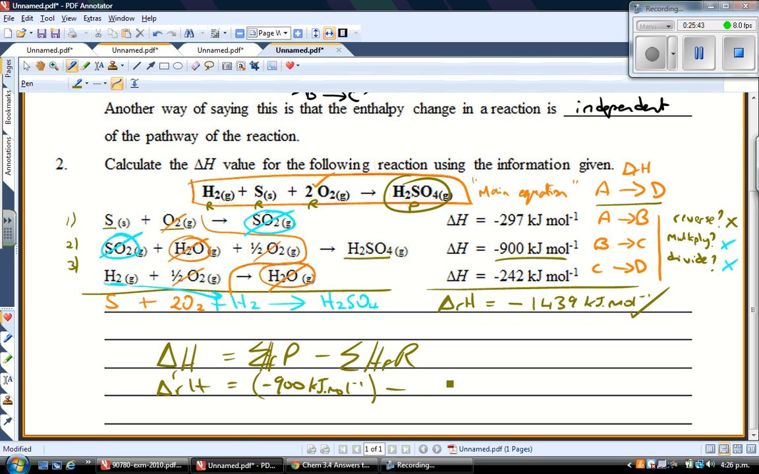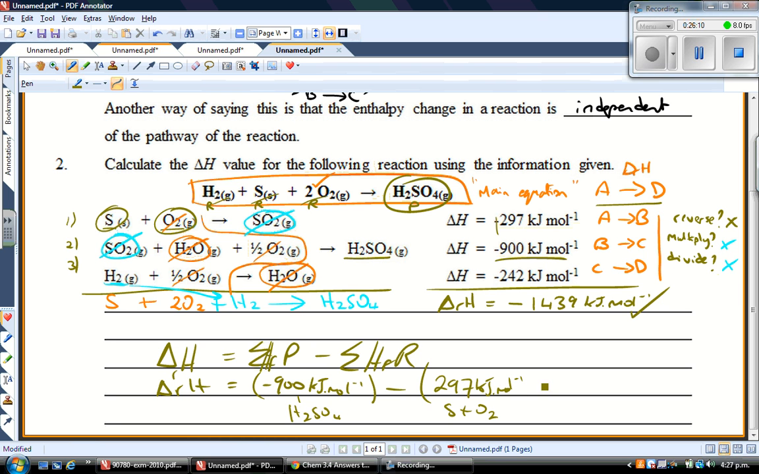and from that we're subtracting the enthalpy for the formation of the reactants, and the reactants were hydrogen, sulfur and oxygen. So the enthalpy for the formation of oxygen and sulfur can be taken by reversing the sign of this equation here. So 297 kilojoules per mole. That covers the energy for the formation of sulfur plus oxygen. This was the enthalpy for the formation of sulfuric acid.